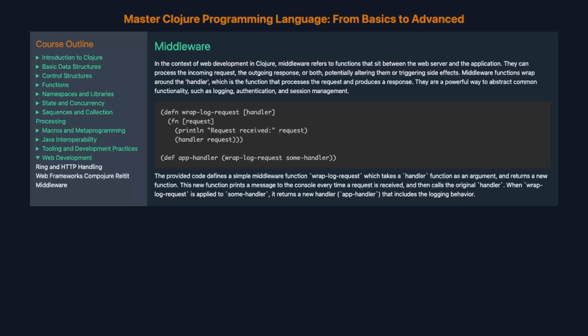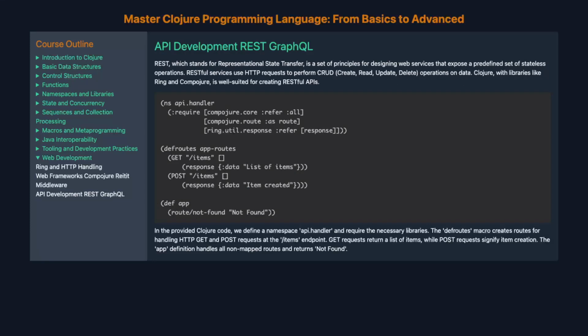The provided code defines a simple middleware function, wrap-logging, which takes a handler function as an argument and returns a new function. This new function prints a message to the console every time a request is received, and then calls the original handler. When wrap-logging is applied to some handler, it returns a new handler, app-handler, that includes the logging behavior.